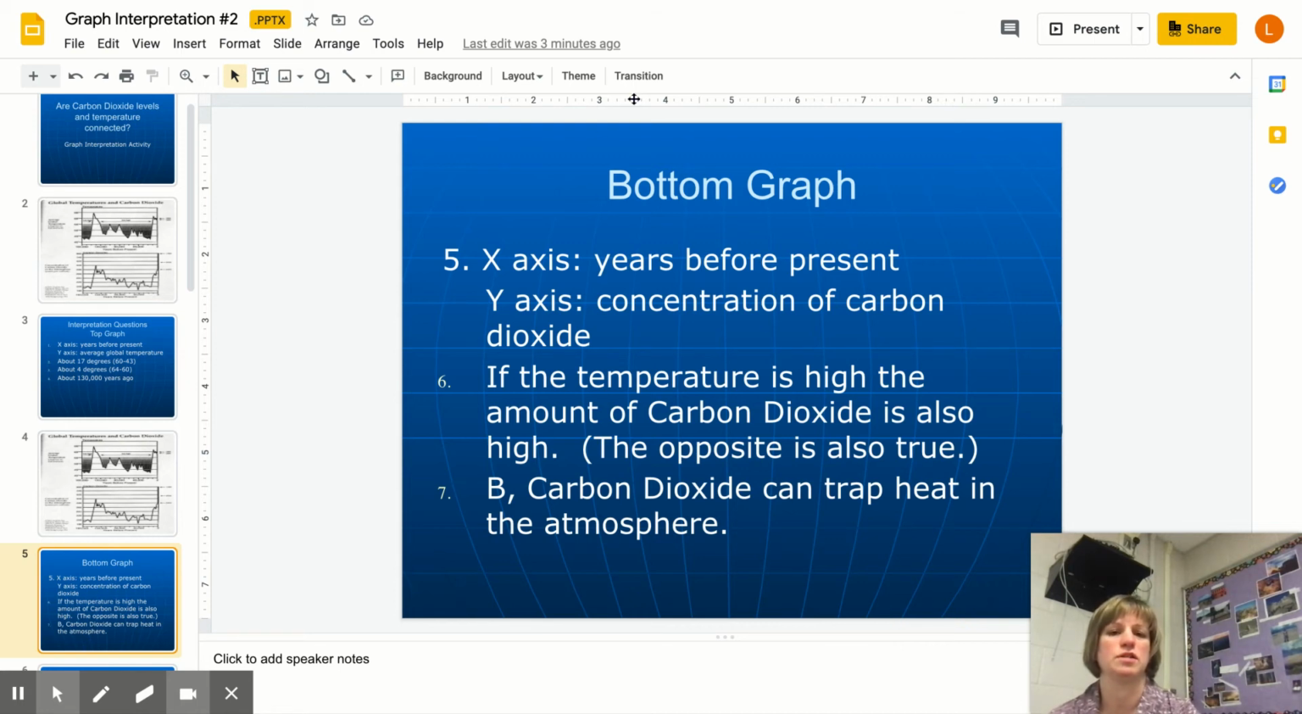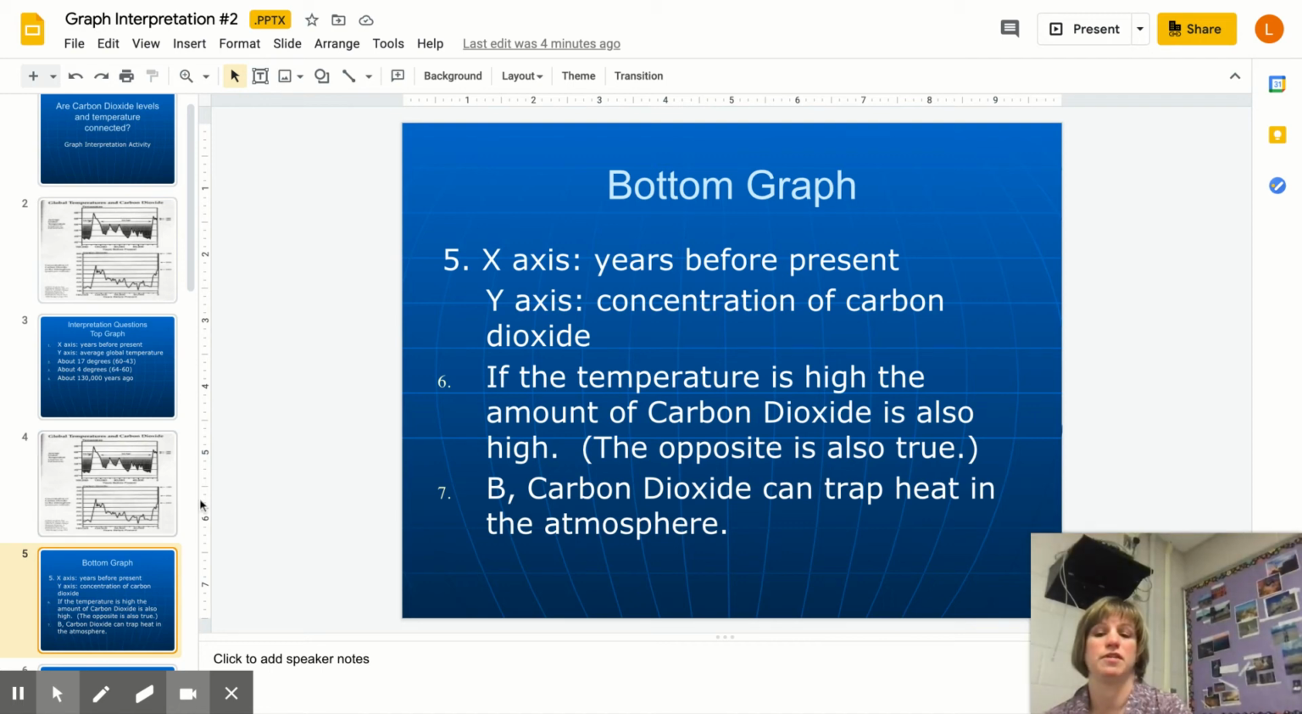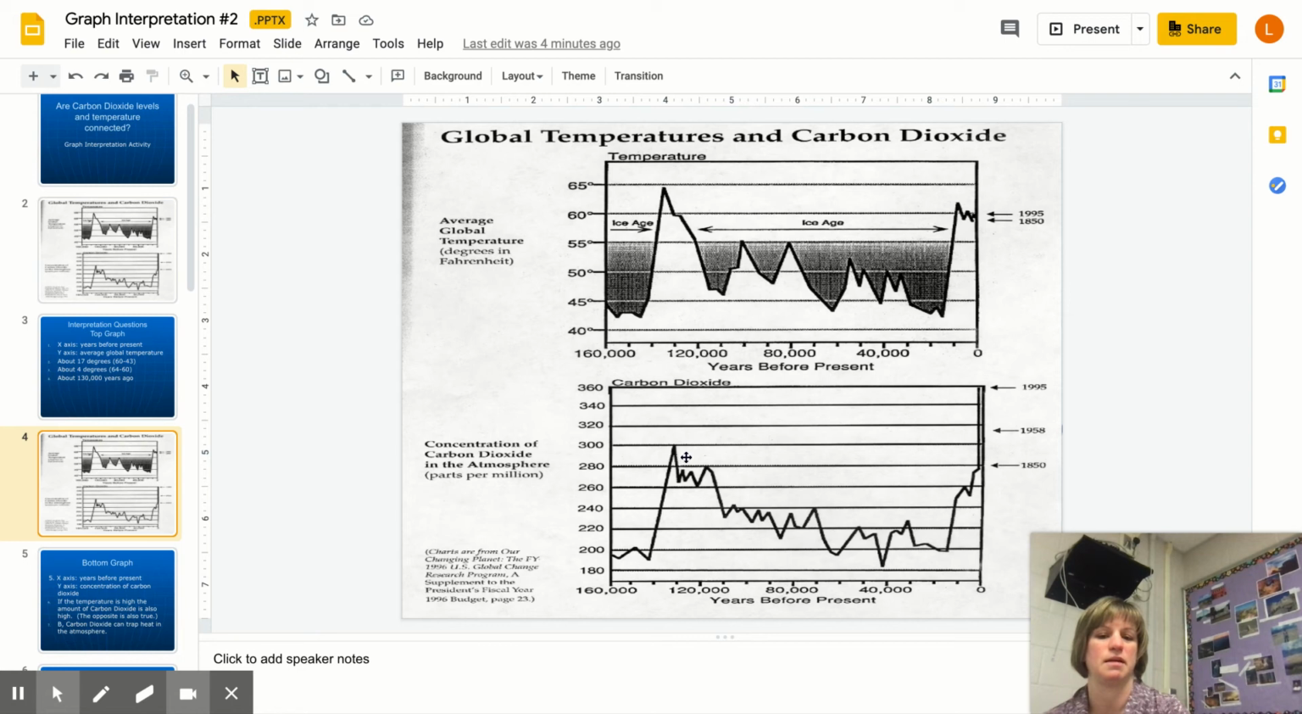And then question number 6 is really the most important one here. And it's, what do we notice about the relationship between global temperature and carbon dioxide? So the way I wanted you to complete that statement is this: if there is a lot of carbon dioxide in the atmosphere, then the temperatures are high. Let's look at that together. So if there's a lot of carbon dioxide in the atmosphere, right here, the temperatures are high.